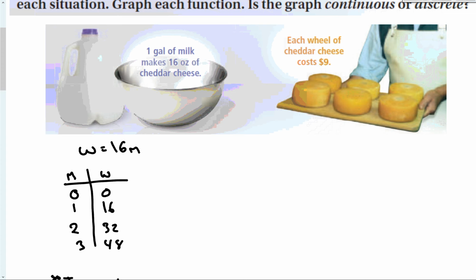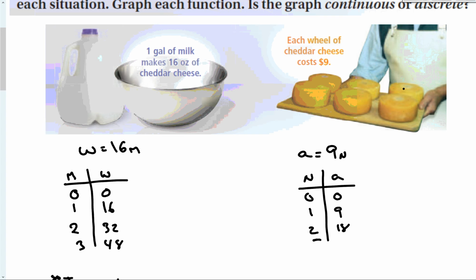Now, the amount of money that he makes from selling the cheese depends on the number of wheels of cheese he sells. So the amount I make is 9 times the number of cheese wheels. Again, we're going to make a table. n is my input, the amount I make is my output. If I sell 0, I don't make any money. If I sell 1, I make $9. 2, 18, and 3, $27.